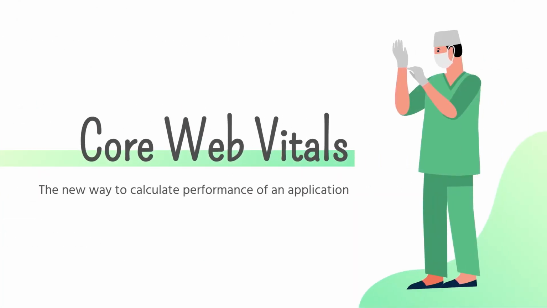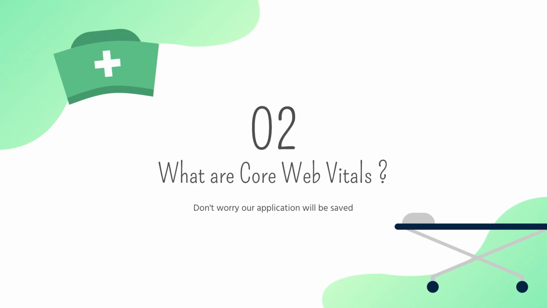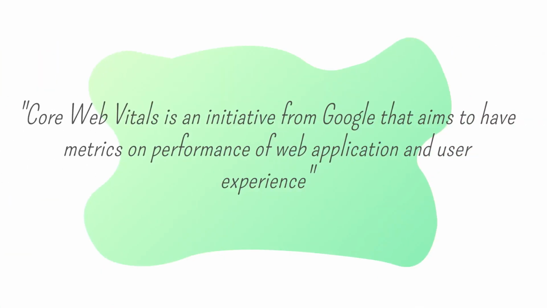So Core Web Vitals is a new way to calculate the performance of an application. But what are really Core Web Vitals? So don't worry, our application will be saved after this talk. It will be saved. So Core Web Vitals is an initiative from Google that aims to have metrics on the performance of web applications and user experience. So now we know what Core Web Vitals really is, but we don't know how to measure them.